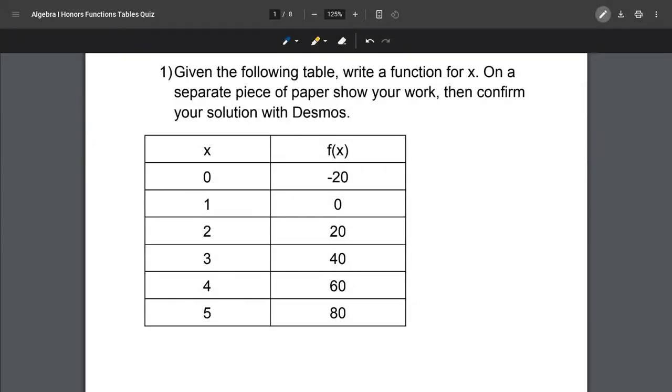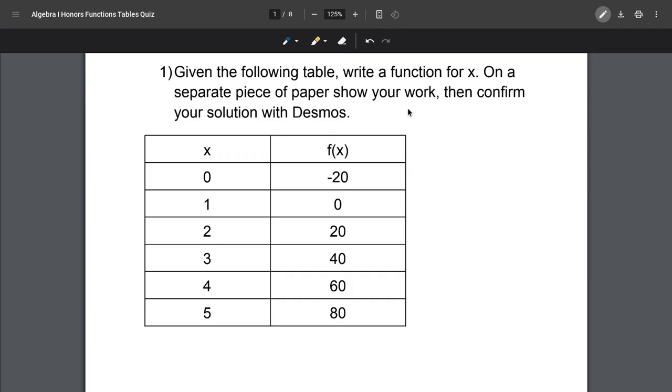In this video, I'm going to go through a quiz I had for my Algebra 1 honors a week ago. It's on tables, creating linear and exponential functions from tables, and taking linear and exponential functions and then creating a table. So let's start.